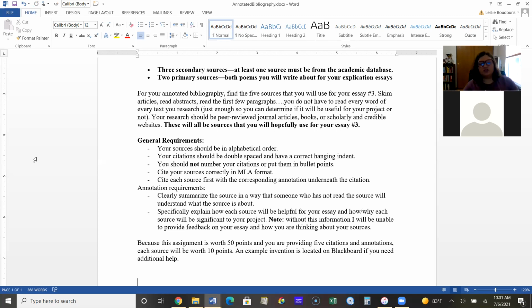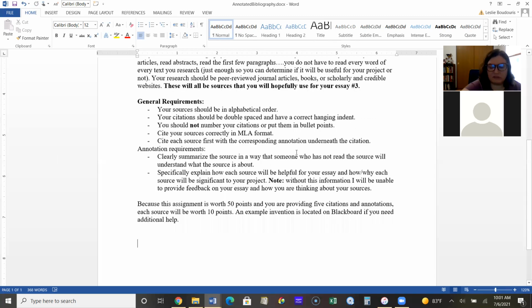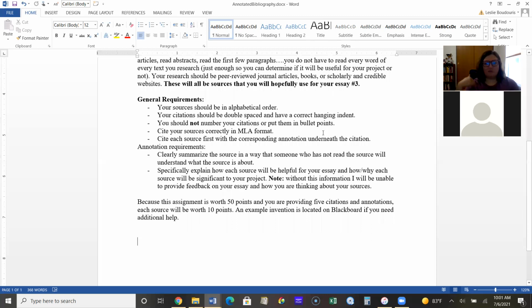And the annotation should do two things. One, you should summarize the source, so if somebody has not read it, they would know what it's about, in your own words. Do not just quote from it. It should be in your own words. And two, you should specifically explain how each source will be helpful for your essay and how or why each source will be significant to your project.